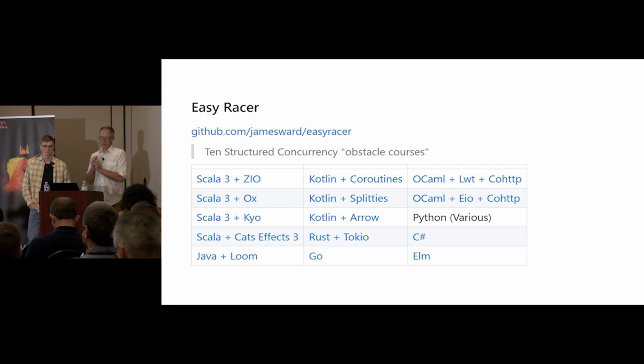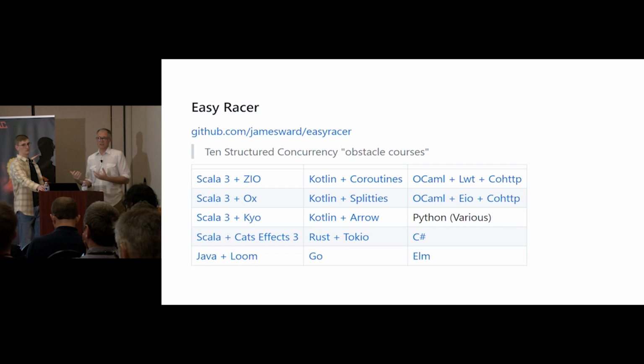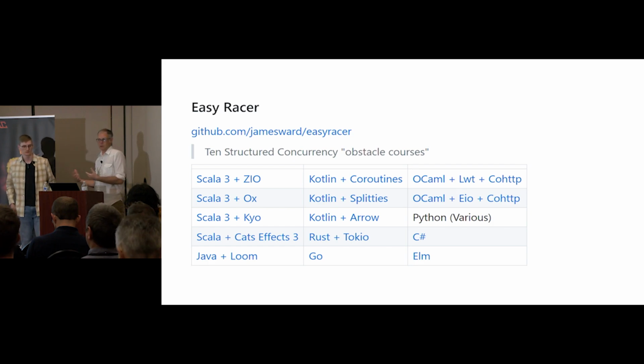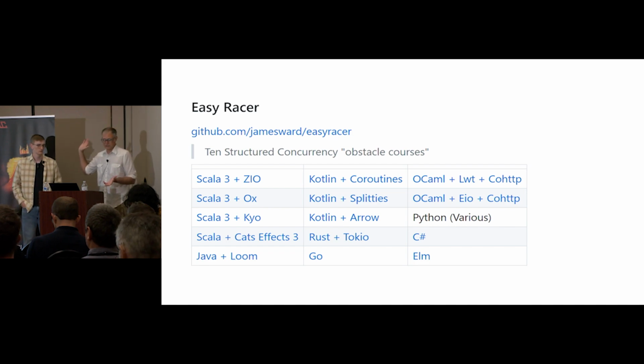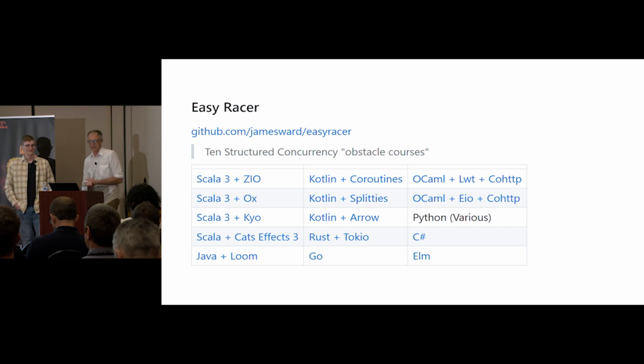Okay. So now on to the structure for how we're going to be comparing different languages and frameworks. I started working a while ago on something called Easy Racer. The concept of Easy Racer was, can I set up some obstacle courses around those different elements of structured concurrency that we just talked about and compare how different languages and frameworks meet those obstacles? And so there's a lot of different implementations of these. I've built some of them. Other contributors have contributed some.